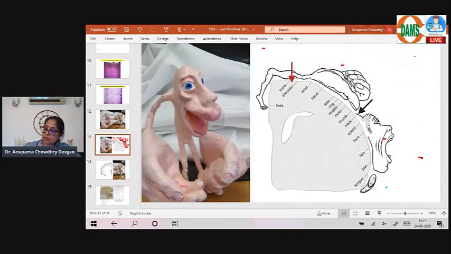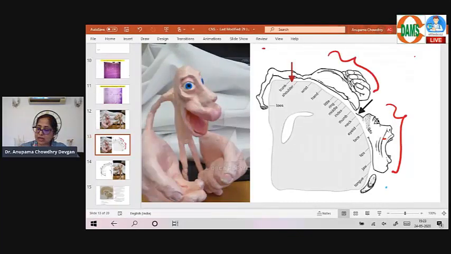This is what the sensory homunculus looks like, right? Very large area for the eyelid, face, lips, jaw. Then the hands and the fingers will have a very large cortical representation, but the trunk has a very small cortical representation, right? So this is what a sensory homunculus looks like.